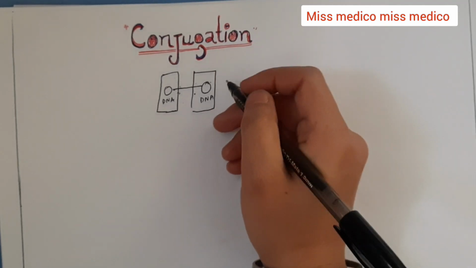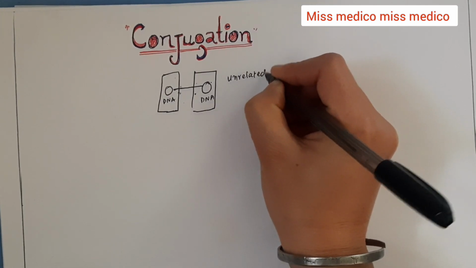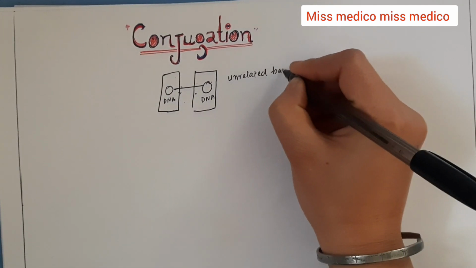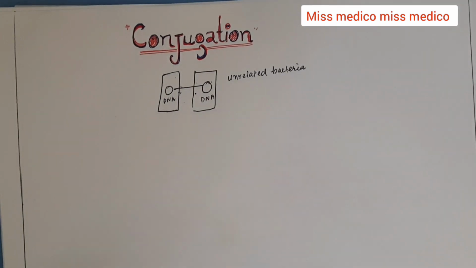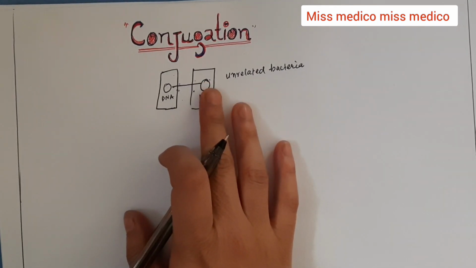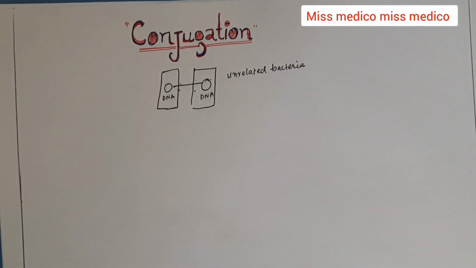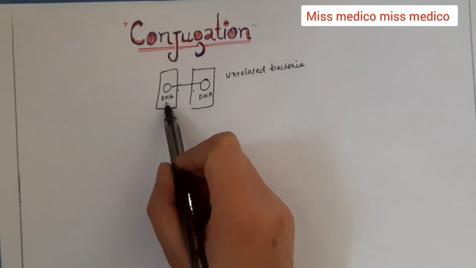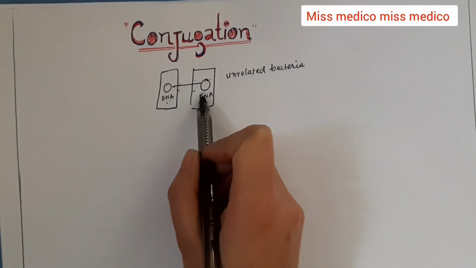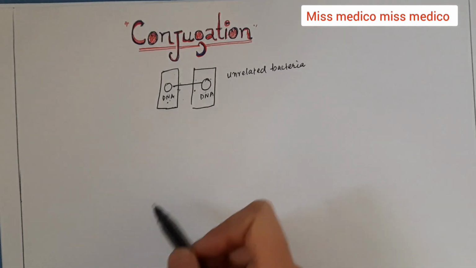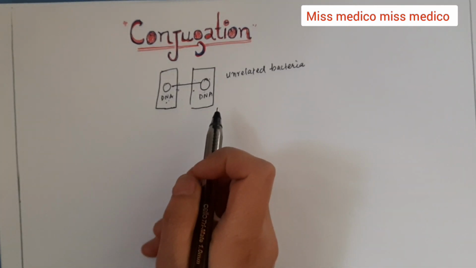And this exchange can occur not only among species, but also between unrelated bacteria. It is also a major mechanism for the transfer of antibiotic resistance. So in conjugation, DNA is transferred from one bacterial cell to another through cell to cell contact, and it's an efficient mechanism by which we can transfer DNA from one bacterial cell to another.